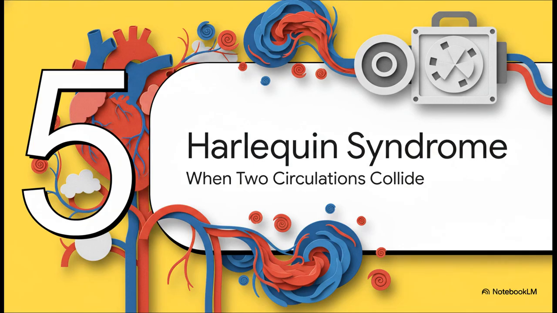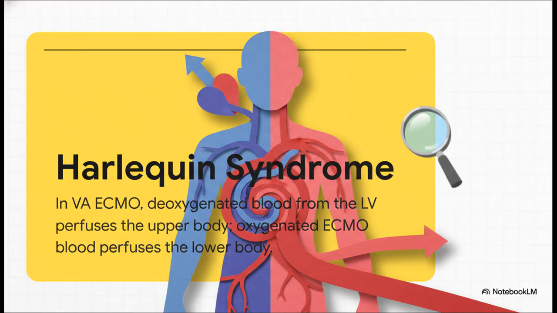Okay, now for a deep dive into one of the most classic, fascinating, and dangerous complications of peripheral VA ECMO, Harlequin syndrome. This is a critical phenomenon that every single anesthesiologist involved in ECMO has to understand, be able to detect, and know how to manage. So, Harlequin syndrome, which is also called differential hypoxia, happens as the patient's native heart function starts to recover. The recovering left ventricle starts ejecting its own blood, which has just passed through their very sick lungs and is therefore poorly oxygenated, into the aortic root.